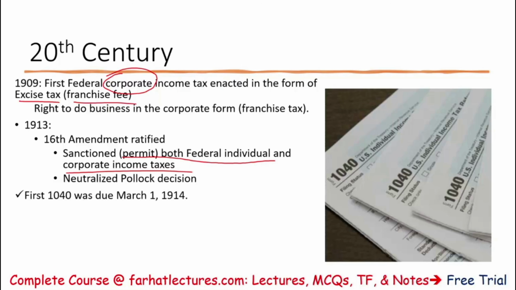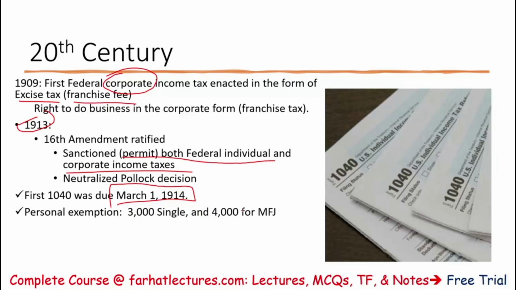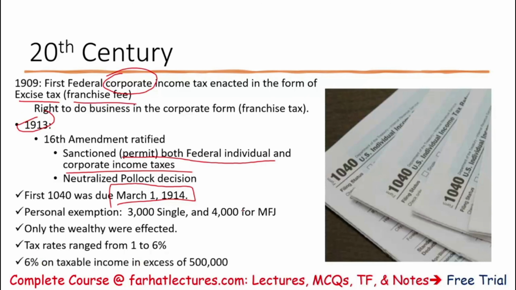And the first 1040 was due March 1st, 1914. So notice it was started in 1913. The first income tax form was due March 1st, 1914. The personal exemption was $3,000 for single and $4,000 for married filing jointly. Basically, it wiped out most of the people. They could not pay taxes because they were exempt. Only the wealthy were affected, and the tax rate ranged from 1% to 6%. And obviously, the 6% was for people who had excess income of $500,000, which is very, very few people at that time. So this is the beginning of the income tax course that we know about.